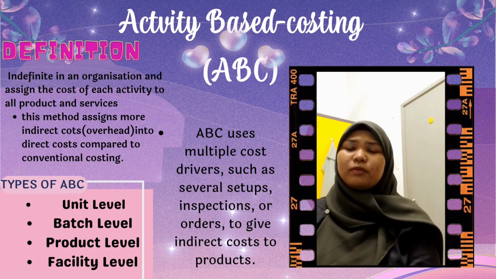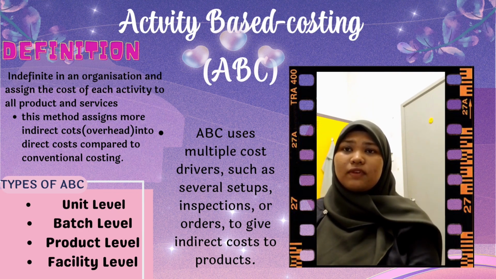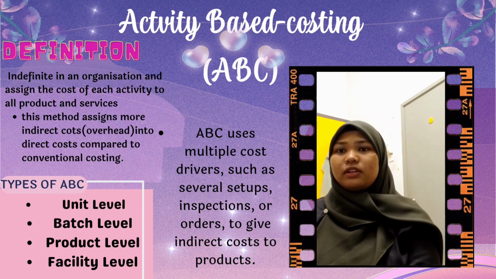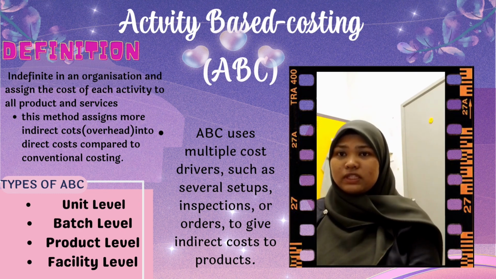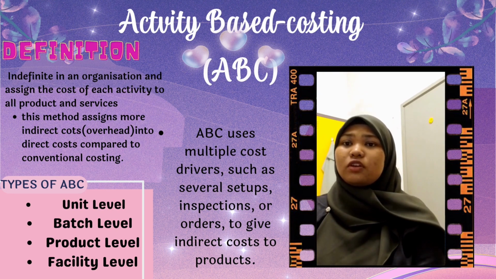cost to the product. So for the accuracy, actually the ABC provides a more accurate view of the cost behavior by identifying and giving the cost based on the activity that generates them. These are the two differences between activity-based costing and conventional costing.